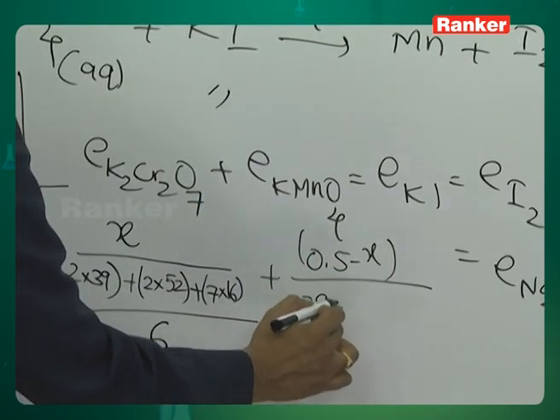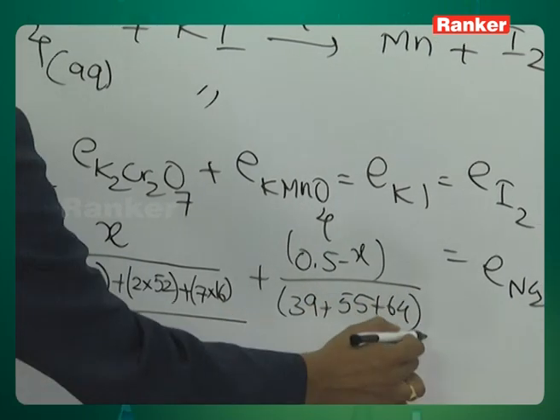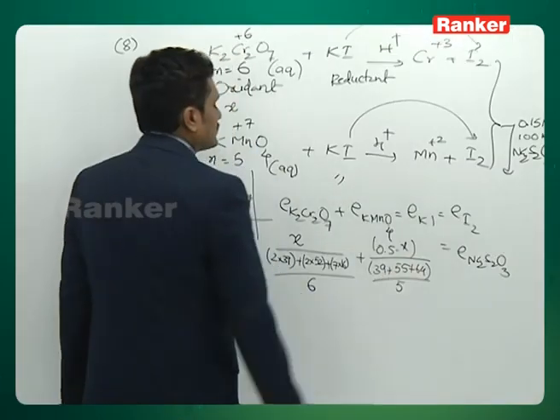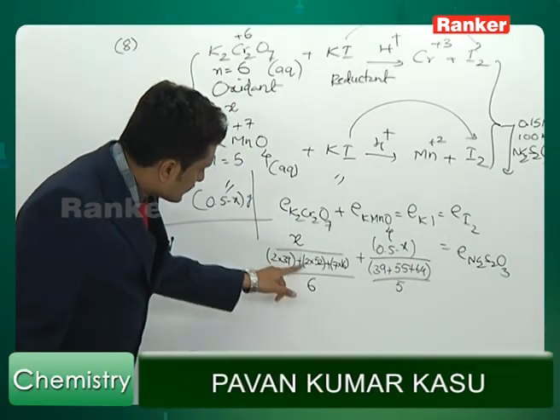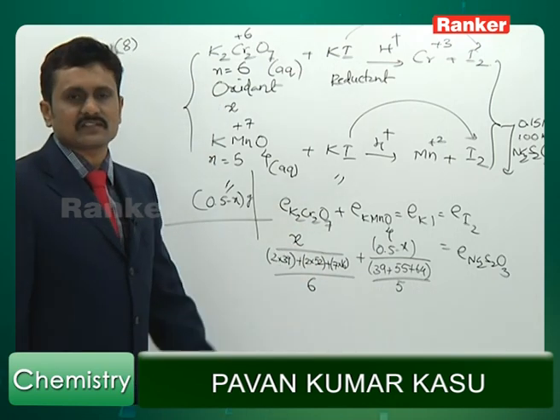compound, 39 plus 55 plus 64, the total molecular weight of this compound. Molecular weight divided by the n factor will give you the equivalent weight. Weight by equivalent weight will give you the gram equivalence in case of gravimetric calculations.